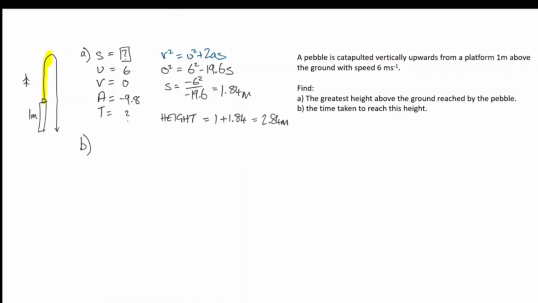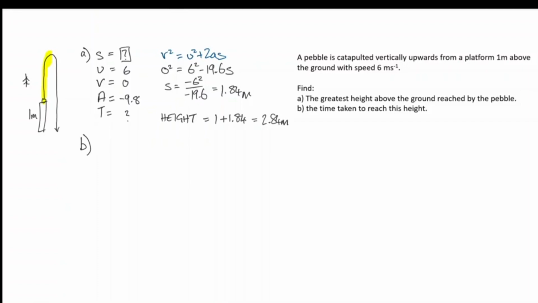The question has asked us to find the height above the ground. So we need to include the 1 meter of the platform. This particle has a displacement of 1.84, and it initially was 1 meter above the ground. So altogether, 2.84 meters above the ground.